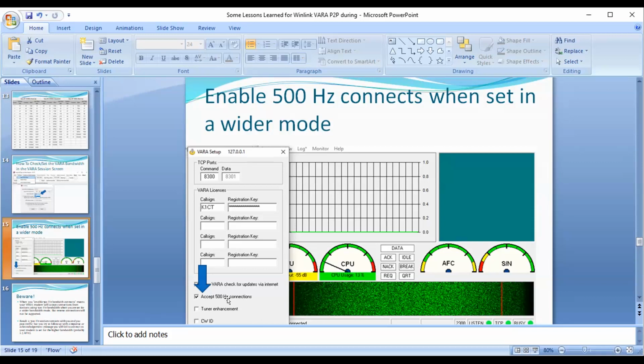So if you ever get a unidirectional connection with a station, that may be the reason why. So I leave this 500 hertz one checked now, so that if we do have that, at least we get one-way compatibility. But ultimately, the way to ensure full compatibility is to make the same bandwidth selection at that VARA session screen.